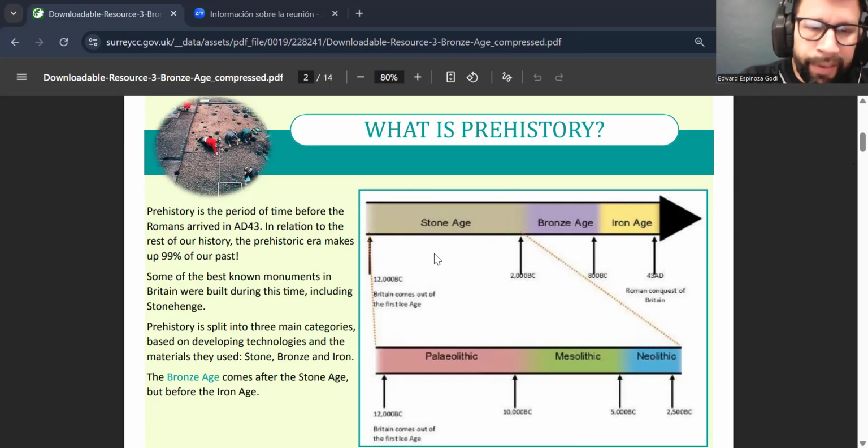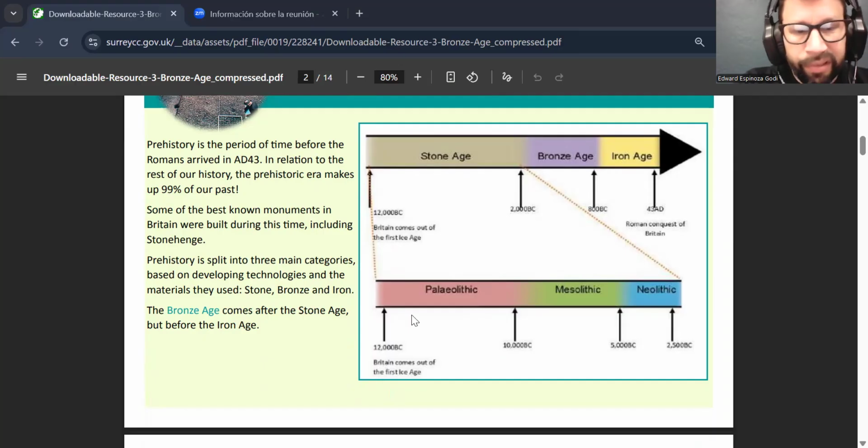Some of the best known monuments in Britain were built during this time, including Stonehenge. I'm pretty sure we're all familiar with that prehistoric monument. Very, very famous, by the way. Prehistory is split into three main categories based on developing technologies and materials they used.